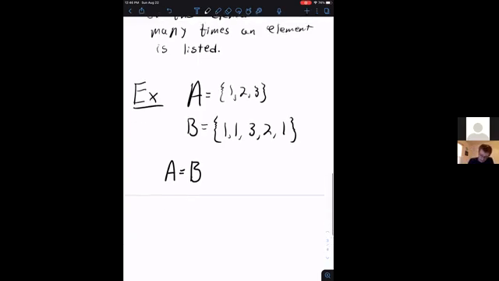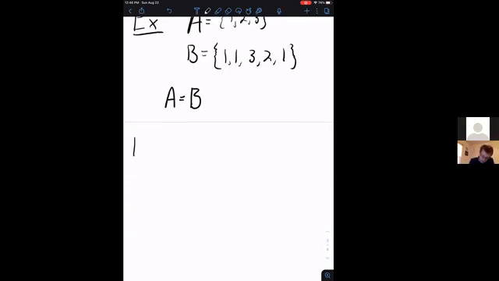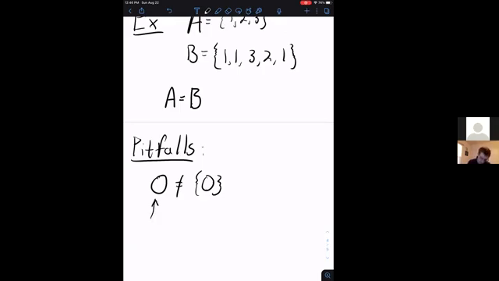Some pitfalls, because I enjoy doing pitfalls. Things you want to be aware of. This is not the same. They're not the same thing. What is this? That is the symbol or number 0.